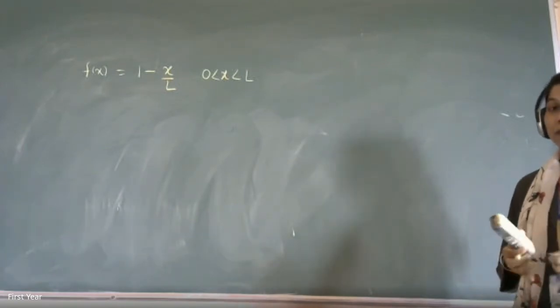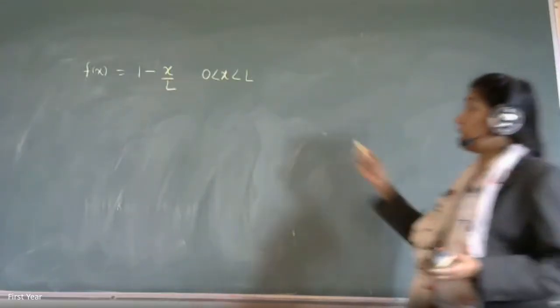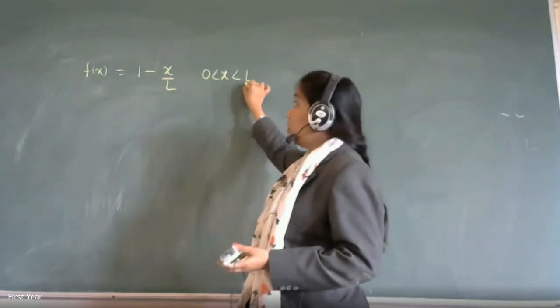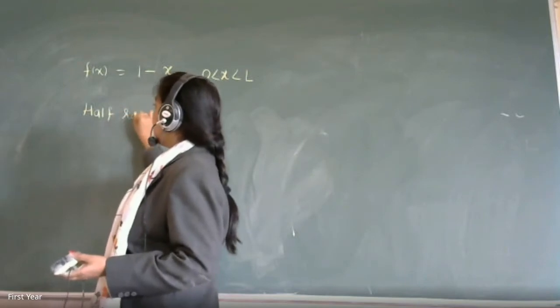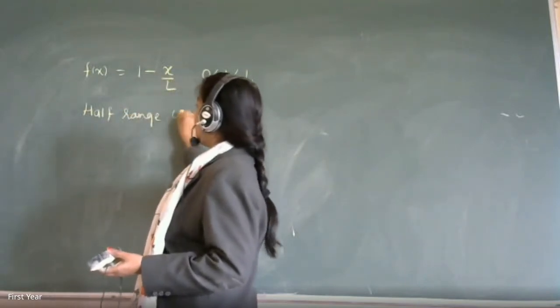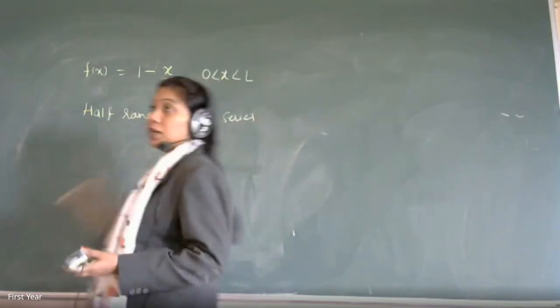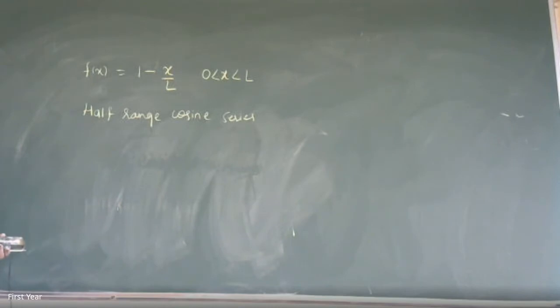Okay, fine. So this is what is given to you. Your half range is directly given. L is the half range. So it is asked half range cosine series. What's the formula? I will tell the definition of g of x later. First, let us find out what is the half range cosine series.